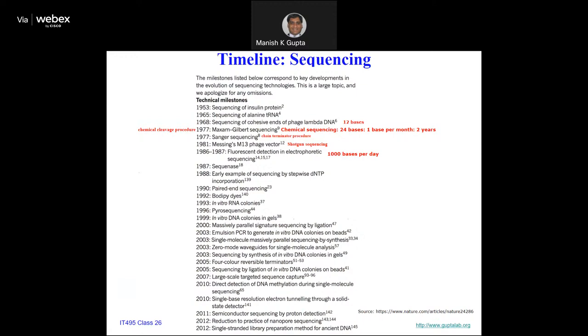One ACGT per month. So it took them about 2 years to read 24 bases. This is something in 1977. So slow, right? All this chemistry, to read A, C, G, and T.